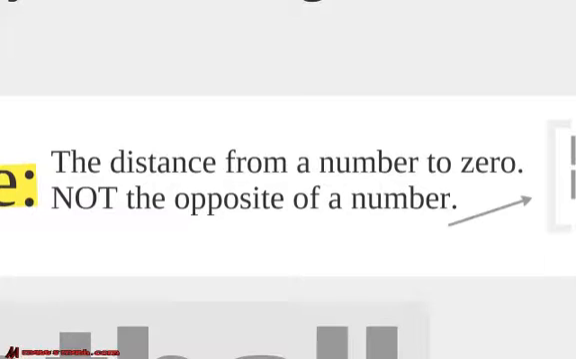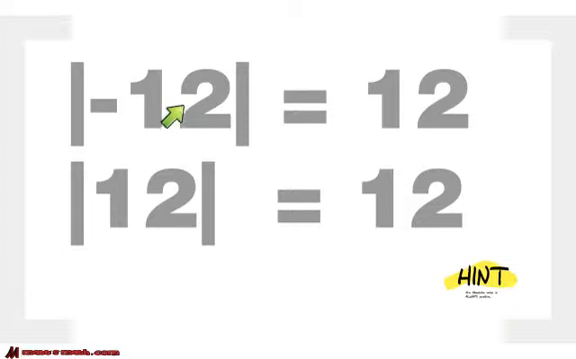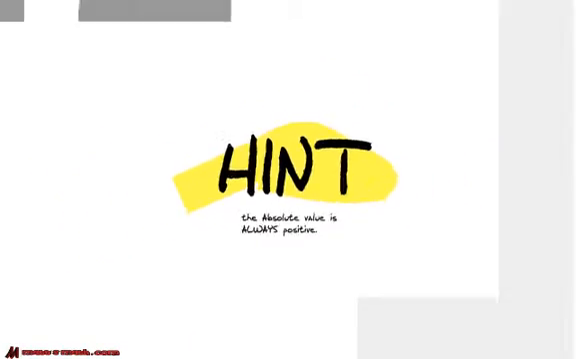Remember, it's not the opposite of a number. So, for example, what is the absolute value of -12? How many units is it to 0? Well, it's 12. Yes, -12 is the opposite of 12, but the absolute value of 12 is also 12. It's not the opposite, okay? So don't get that in your head, thinking it's just the opposite of the number. It doesn't work. Absolute value is always, always, always positive. Just remember that.